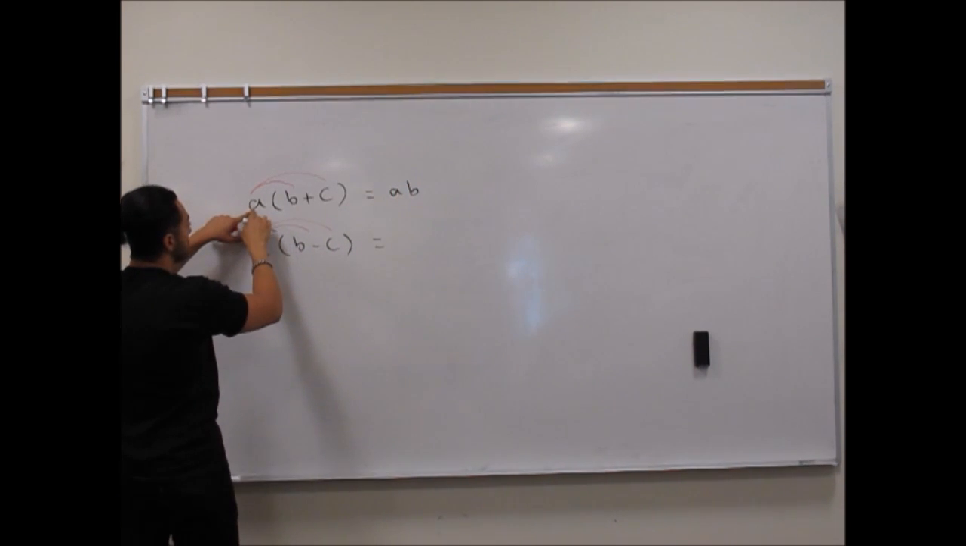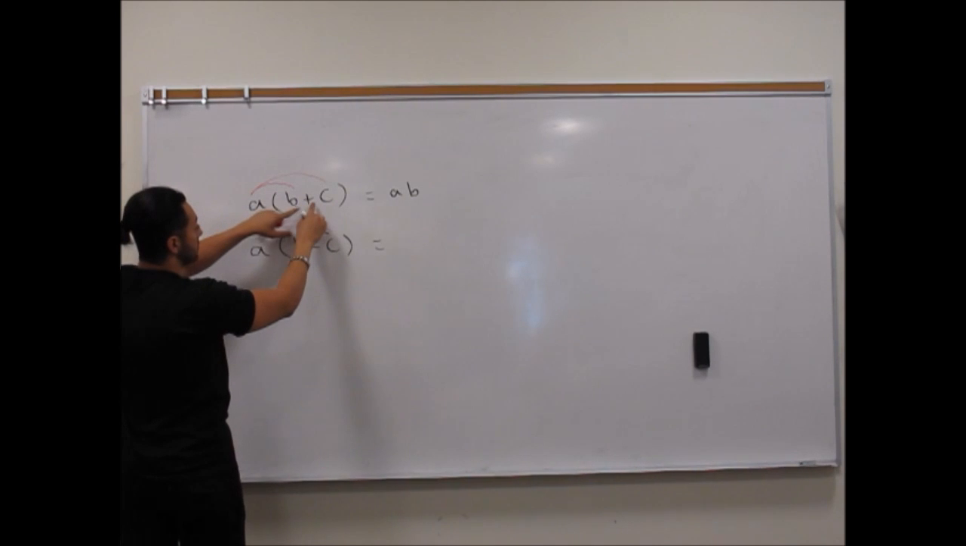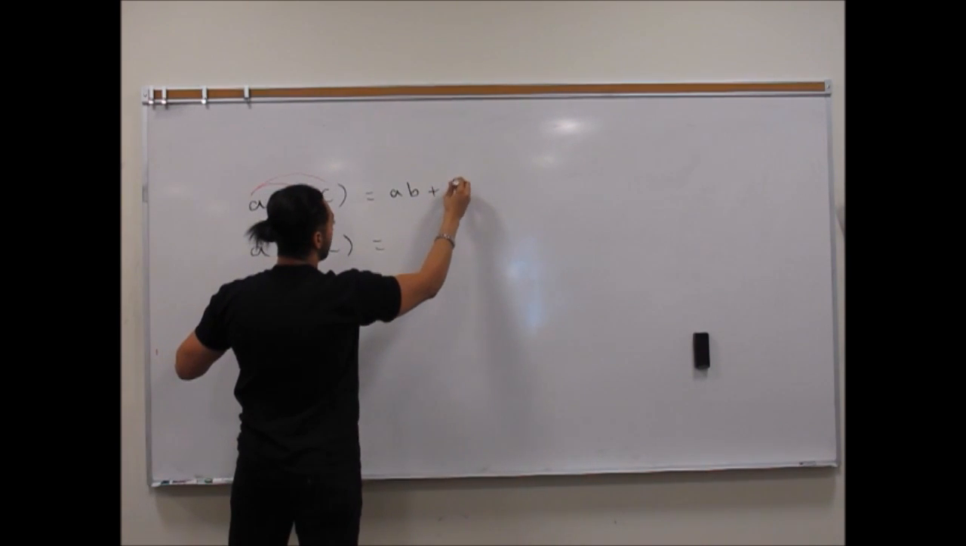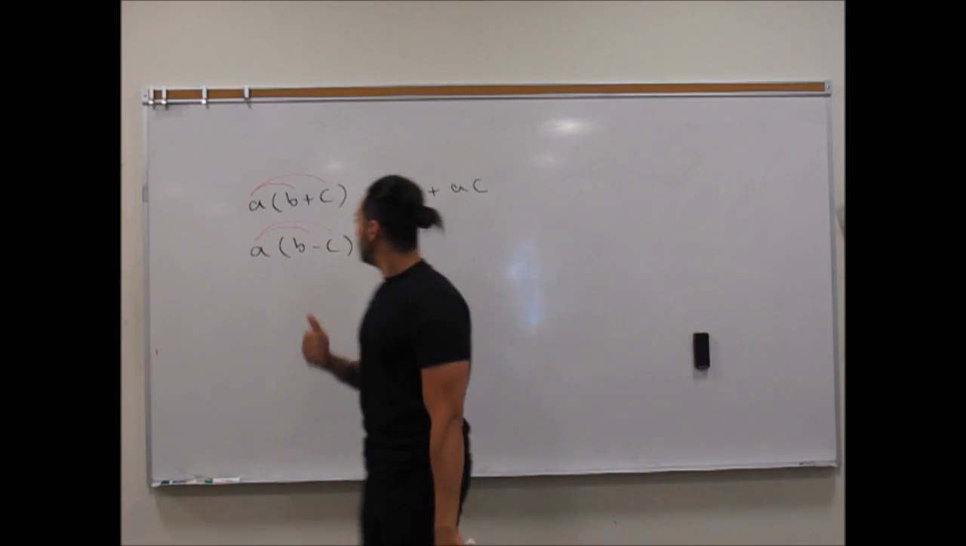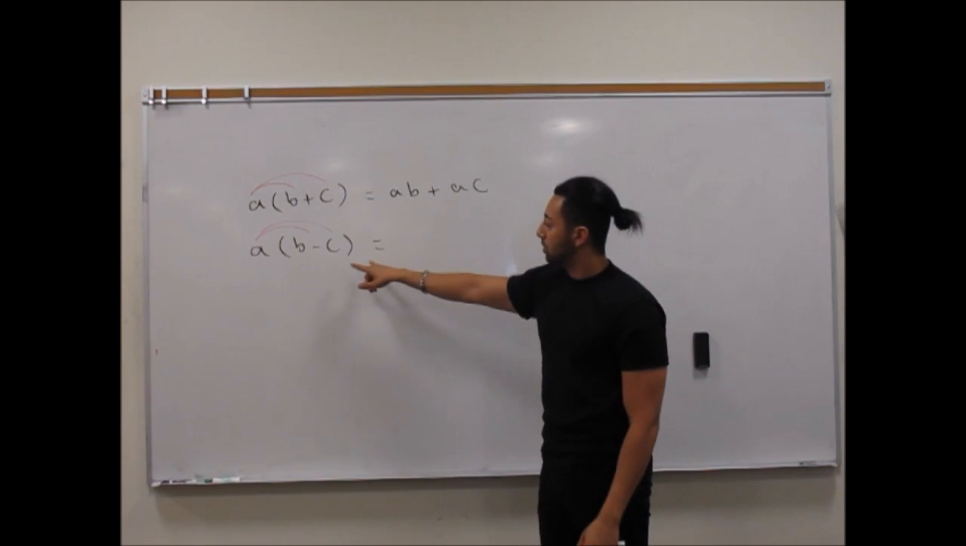And then once you distribute the a into the c, you got to consider the sign in front of it, right? Which is a positive, so that would be a positive ac. And that would be it for that, right? So that was the positive case. Let's go ahead and look at the negative case.